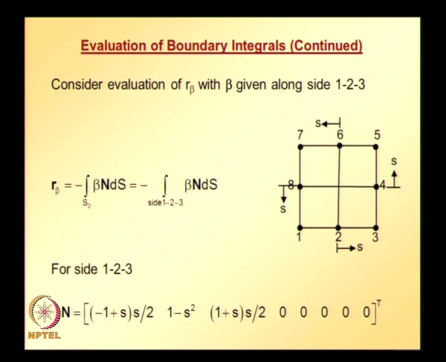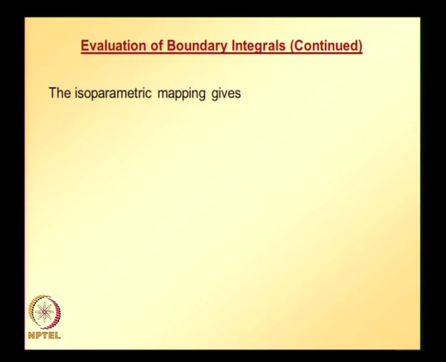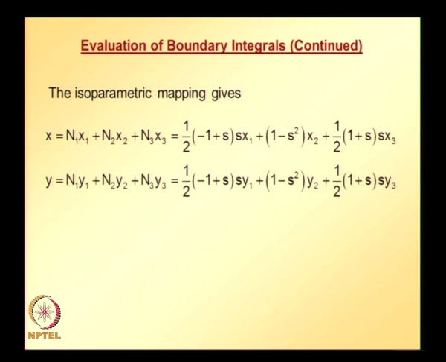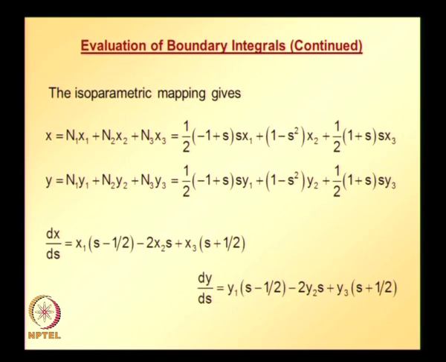For that we require to do isoparametric mapping along this edge. Isoparametric mapping gives us this, and here x is equal to n1 x1 plus n2 x2 plus n3 x3, because shape functions of other nodes along this side 1 2 3 are going to be 0. Similar is the case for y. Once we have these relations, x in terms of s, y in terms of s, we can take the derivative of x with respect to s, y with respect to s, similar to the way we did for the 4 node quadrilateral element.